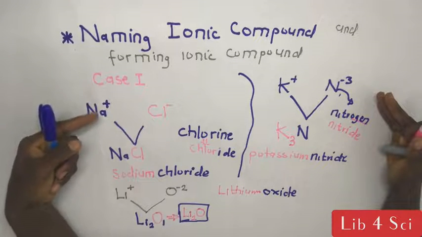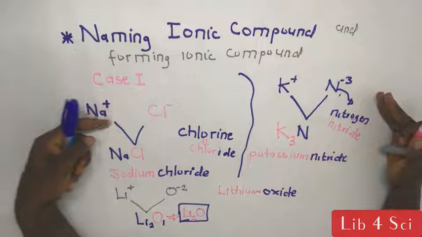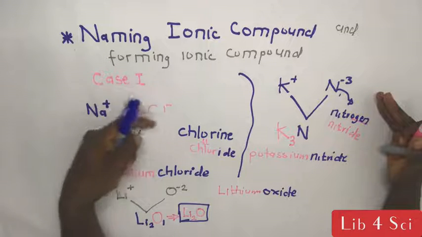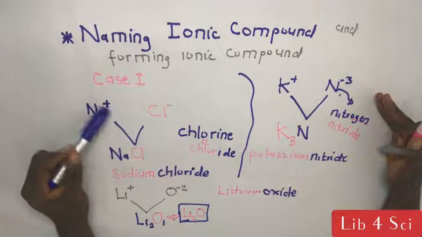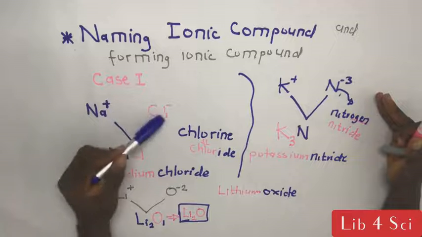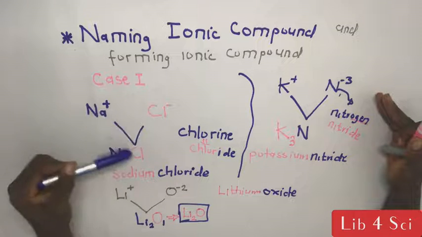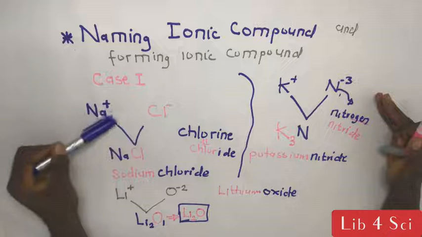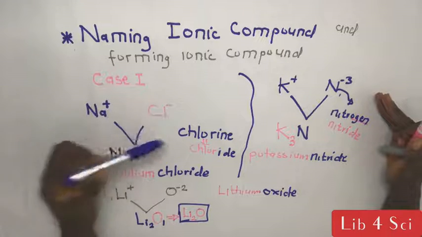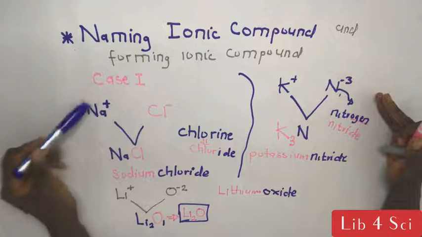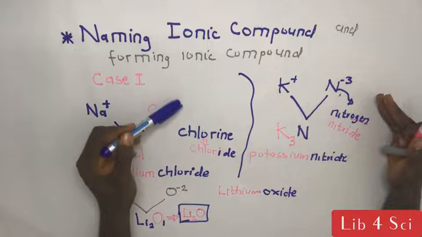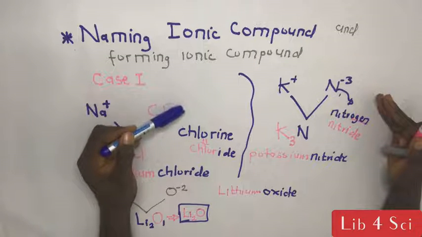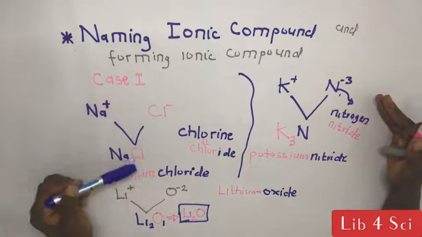Case 1 is where the metal has a fixed oxidation number and the non-metal is one element. So we see that we have sodium and chloride. The first thing we do is form the compound between the sodium ion and the chloride ion. When we do that, the positive charge, which is the cation, we write first. The subscript that is supposed to go here is the number raised to the negative, and that is 1. So that number is 1 here.